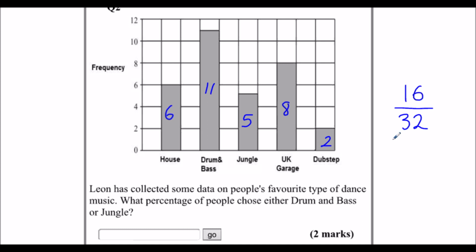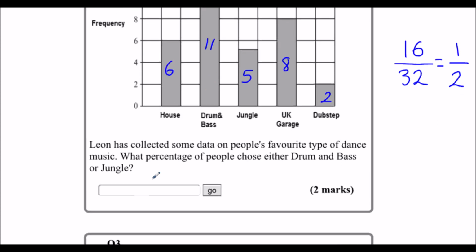And if I simplify this fraction, I can see that they're both in the 16 times table. 16 is half of 32. So that's the same as 1/2. And half as a percentage is 50%. A percentage is out of 100. So half is half of 100, which is 50%.